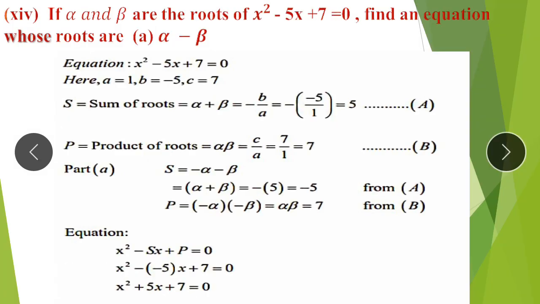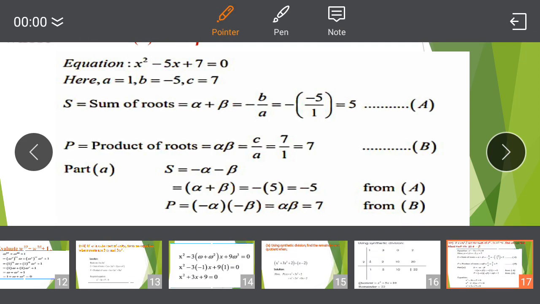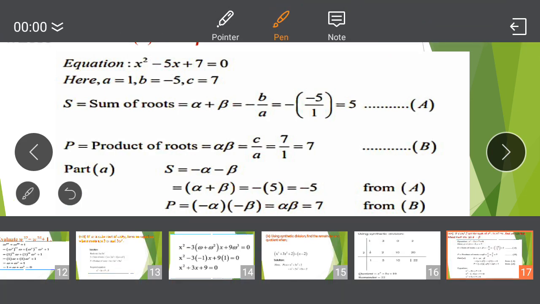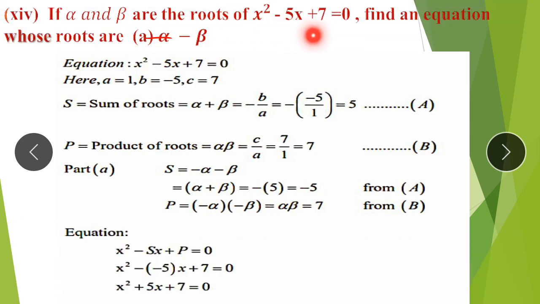This question states that if alpha and beta are the roots of the equation, an equation is given, and we are going to form another equation whose roots are alpha minus beta. Excuse me, here it should be written minus alpha, minus beta. So let's see that with the help of the roots of this equation, we are going to form an equation whose roots are minus alpha and minus beta.